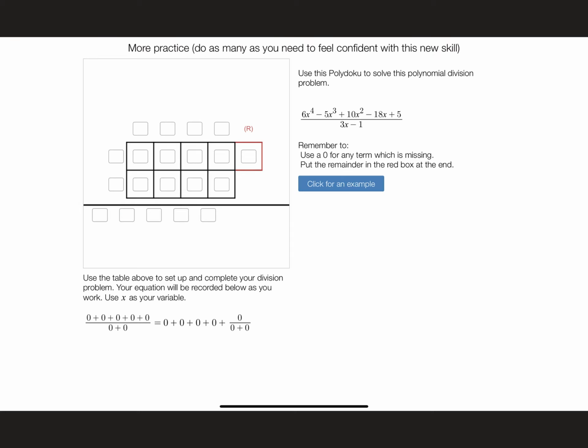Now at this point you can practice some more. They left you now a box for the remainder in case you need it. But I'll let you guys practice this as many times as you need to feel like you're proficient. But I want to show you another strategy for how to actually divide polynomials, and it's using what we call synthetic division.